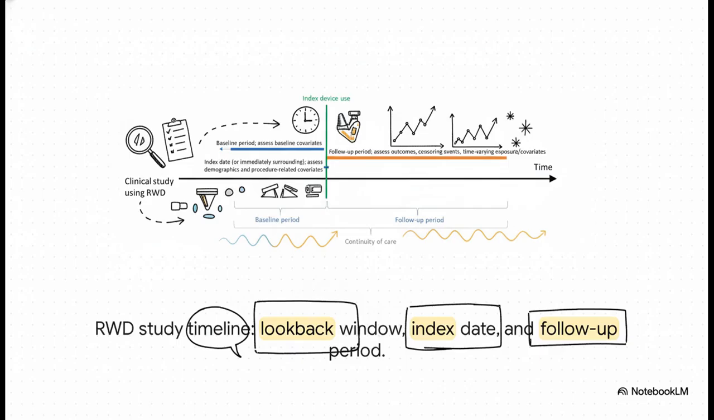Let's zoom in on that RWD timeline because it is so important. You'll see this index date. That's the key event, like when a patient receives a device. But what's really critical is that we have this look-back window before that date. That's where we look at the patient's history to establish their baseline characteristics and apply our study criteria. Then, after the index date, we have the follow-up period where we look for outcomes. Defining these time periods with precision is absolutely essential for a strong study.